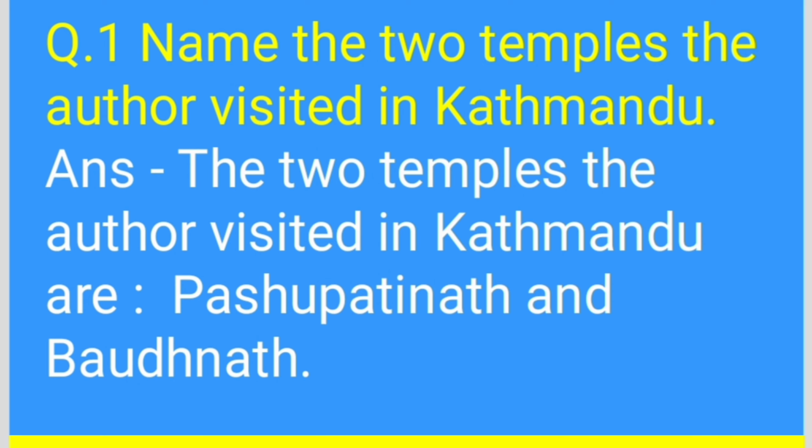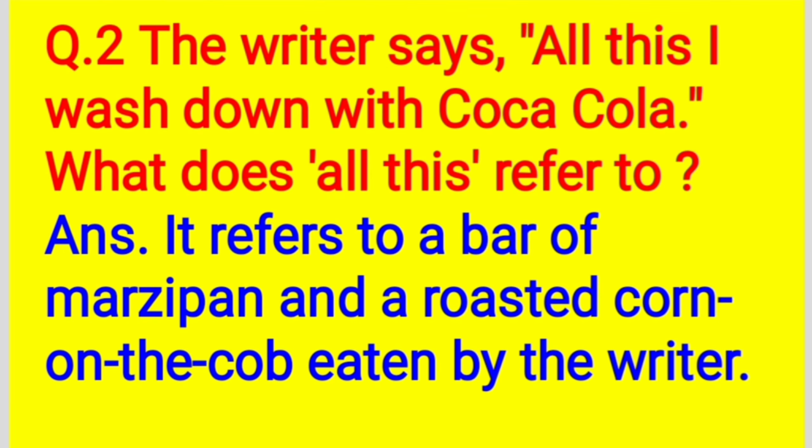Question number 2. The writer says, all this I washed down with Coca-Cola. What does all this refer to? Answer. It refers to a bar of marzipan and a roasted corn on the cob eaten by the writer.